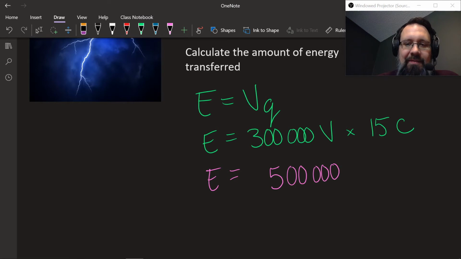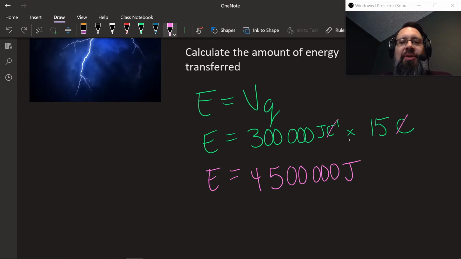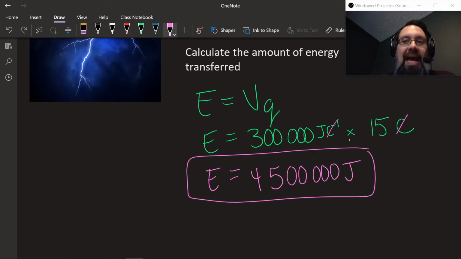So that's 4,500,000 joules of energy. What did I do wrong? Oh, this is volts, which is joules per coulomb. And then you can see the Coulomb constant. That's 4.5 million joules of energy transferred through a lightning bolt.